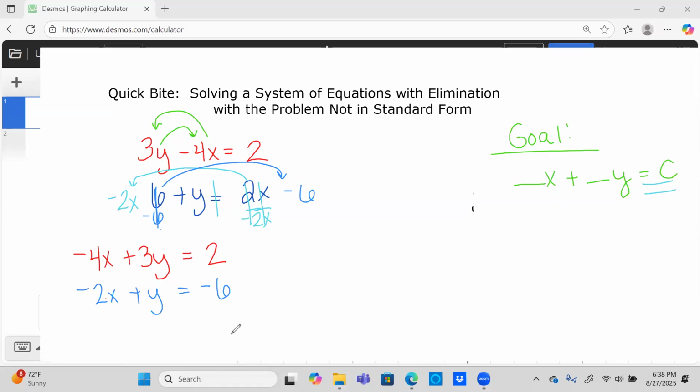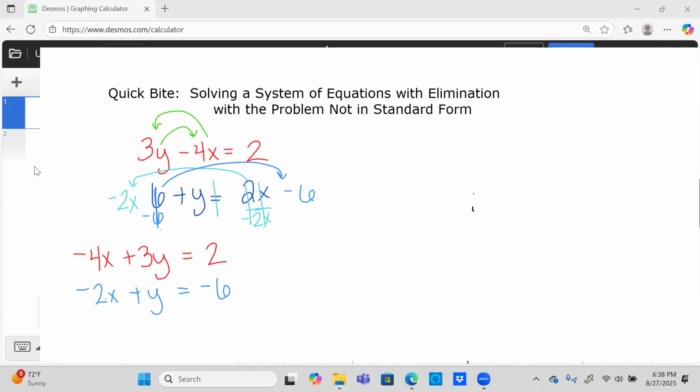Now, they are in standard form, which is what we want. Proper form, if you will. Now, that goal has been met. We are ready to actually do this problem.